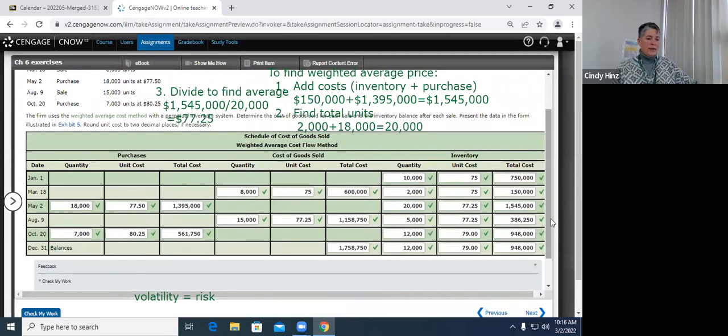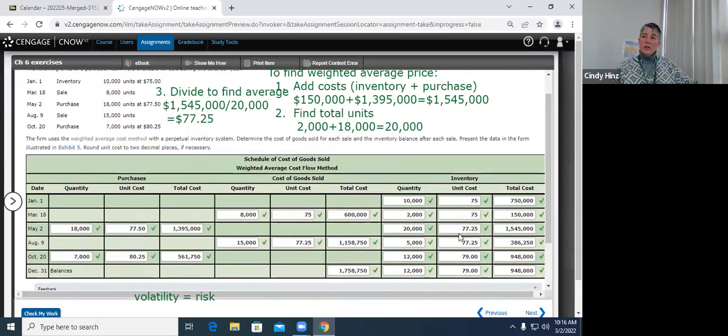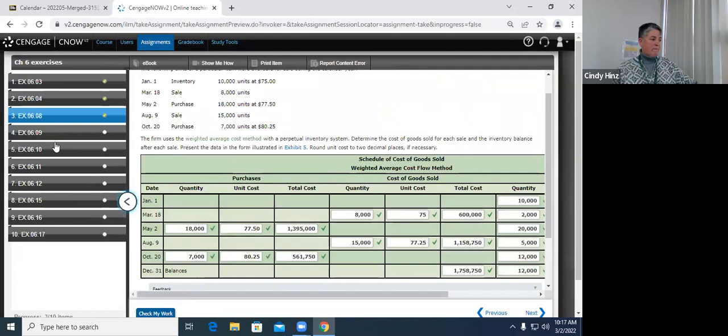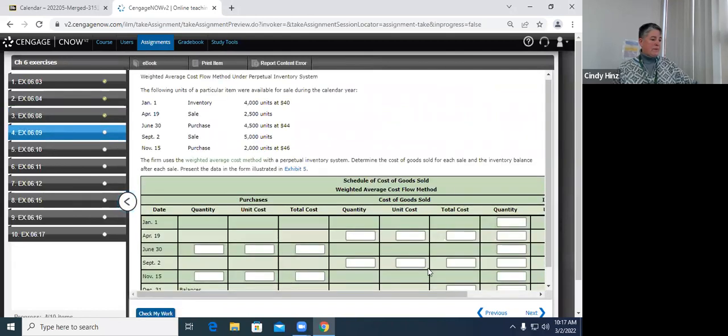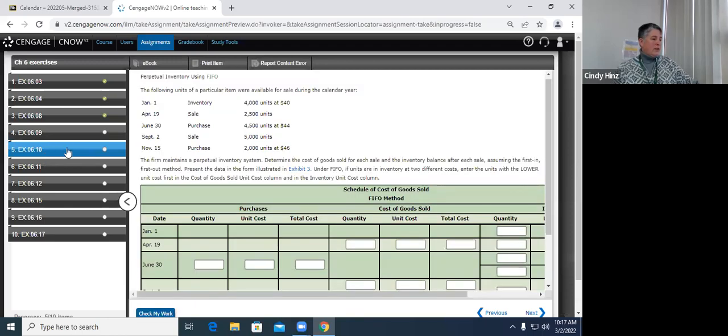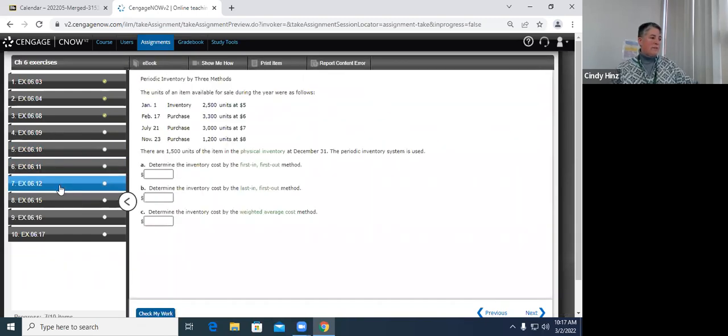Any questions on using the weighted average price? Weighted average method. Okay. So exercise 4 is another practice with weighted average. I've already mentioned exercise 5 and 6 being more practice with FIFO and LIFO under the perpetual inventory.